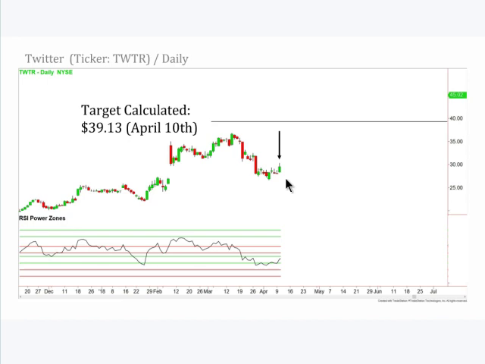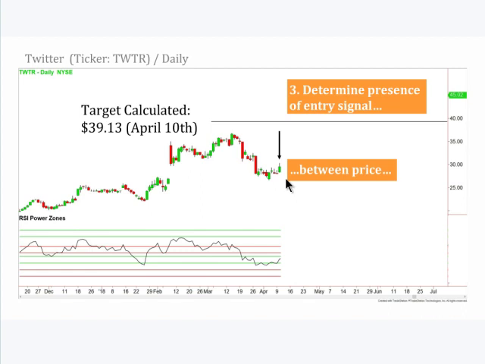So here is the signal date. On this date, on this chart, I was able to calculate to the penny this upside target that you see here, 39.13. And I shared it with my traders. This was based on a signal going on between price and momentum. And here's what unfolded.